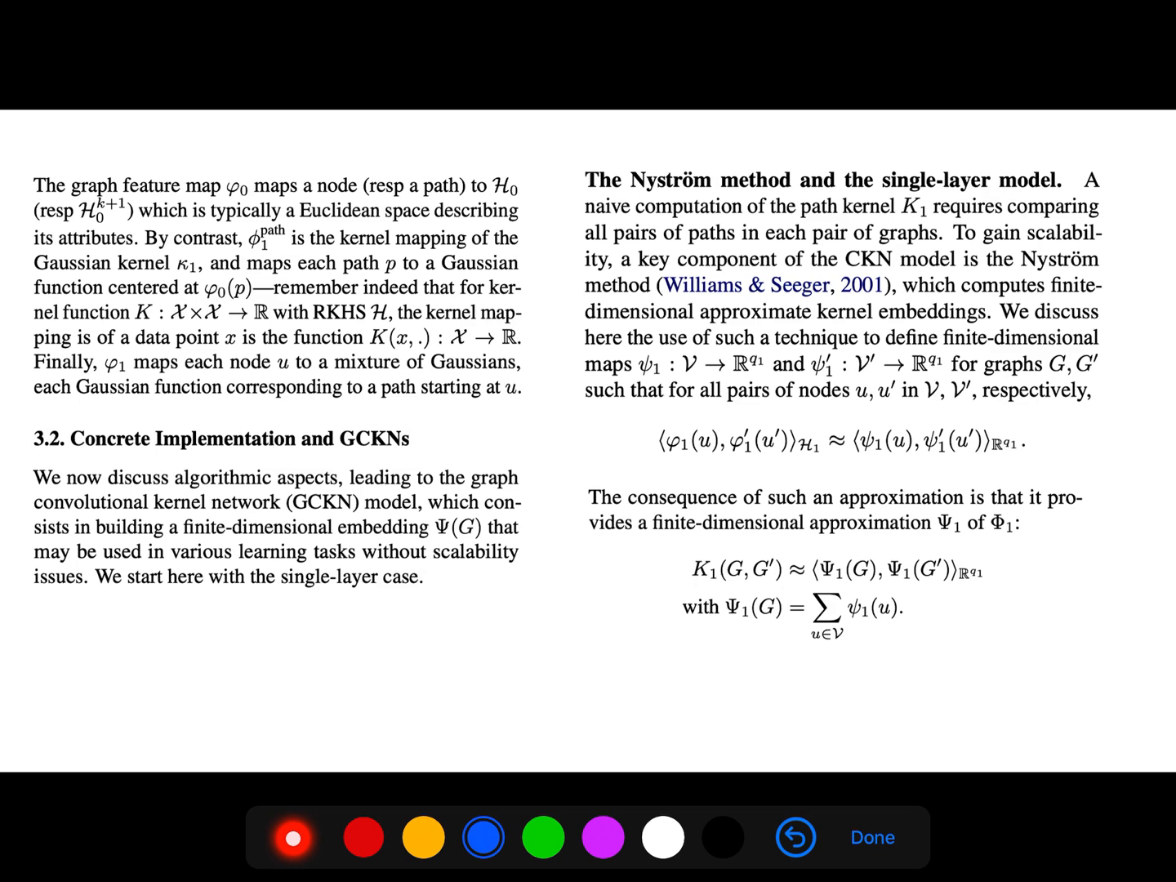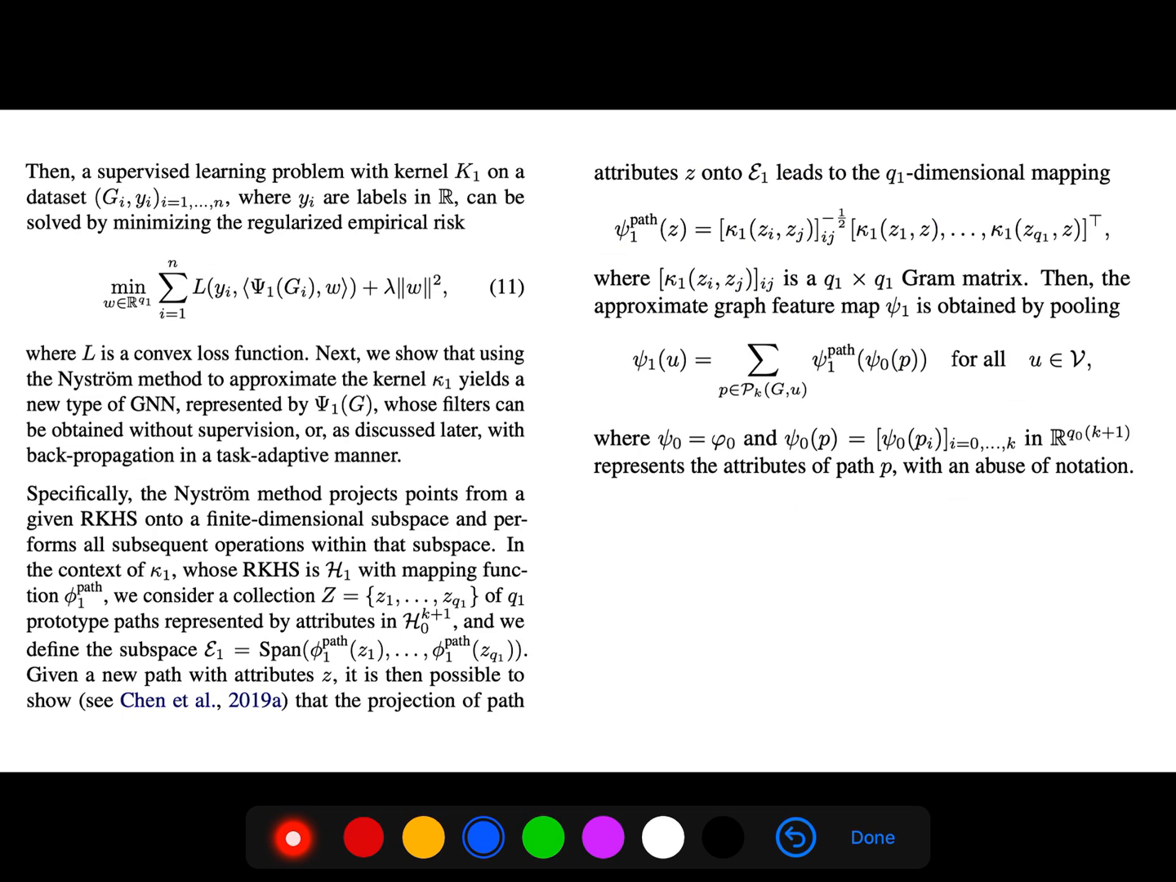Because a naive computation of the path kernel kappa sub 1 requires comparing all pairs of paths in each pair of graphs. To gain scalability, a key component is the Nystrom method, which I have explained in a different video. Very old idea, it computes finite dimensional approximate kernel embeddings, and we discuss here the use of such a technique to define finite dimensional maps. The consequence of such an approximation is that it provides a finite dimensional approximation. Then a supervised learning problem with kernel kappa sub 1 on a dataset where y sub i are labels in R can be solved by minimizing the regularized empirical risk.